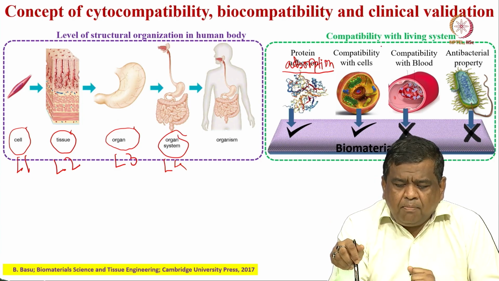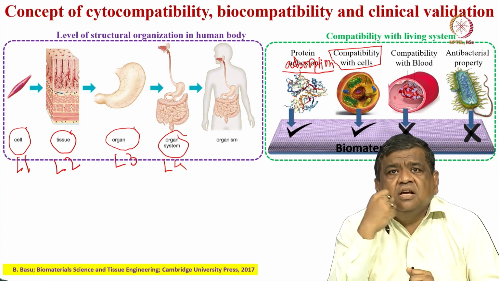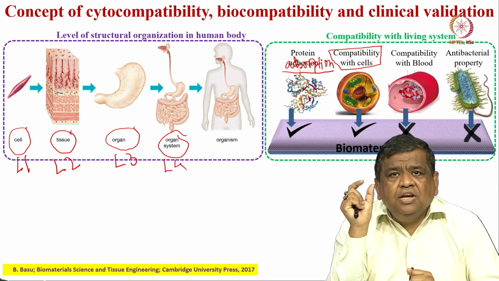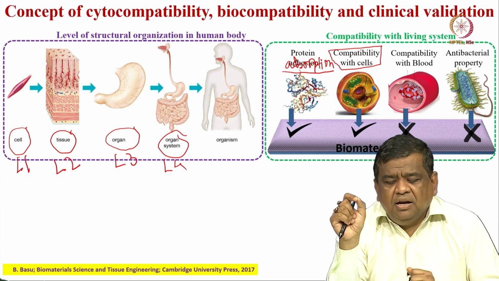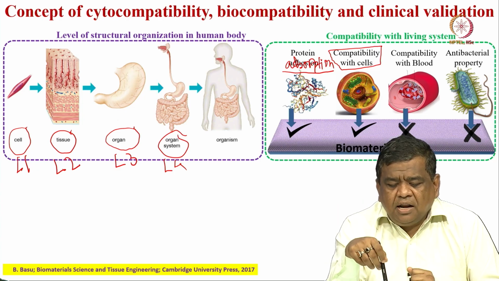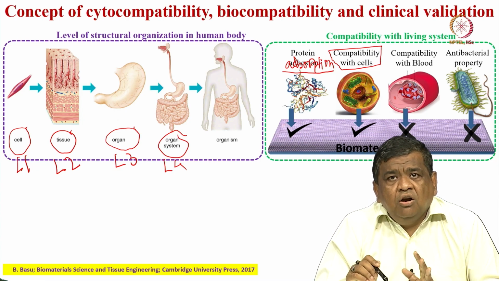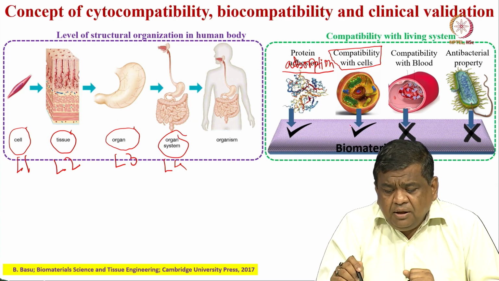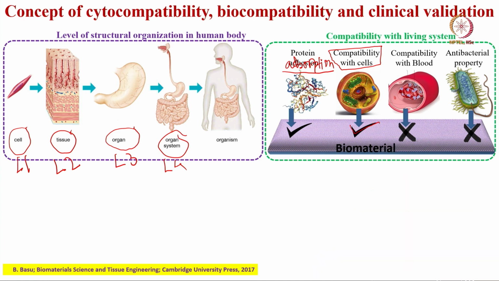The next step is compatibility with cells. This particular word is known as cytocompatibility. Cyto means cell, cytocompatibility means cell compatibility. And you can see that a biomaterial structure must facilitate protein absorption, or must allow protein absorption to take place very first. Then it allows that cell adhesion and cell functionality to take place.